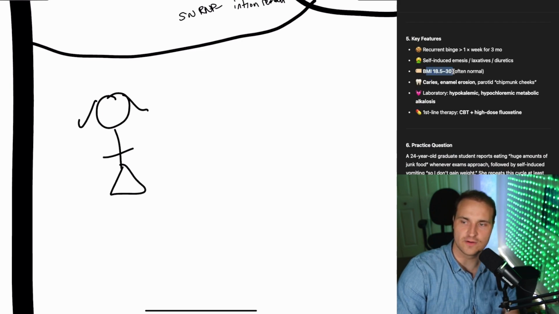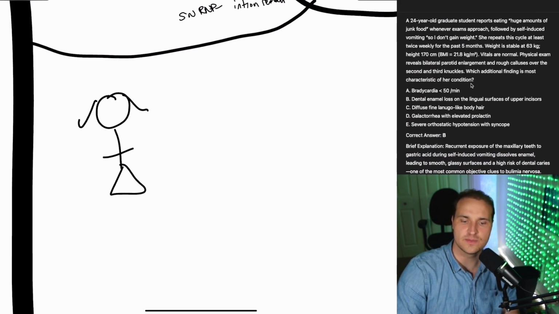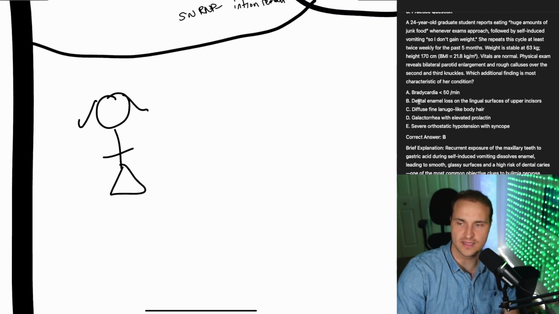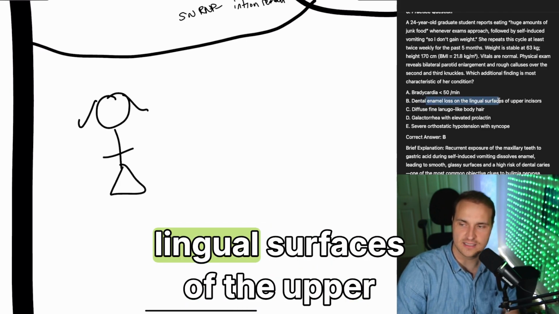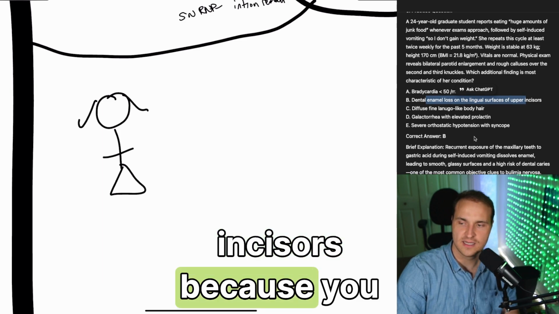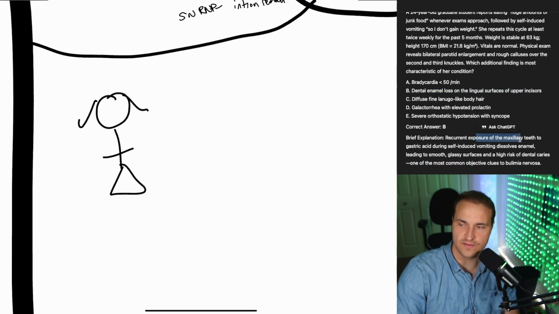One thing to look out for is the BMI is like the 18 to 30, so it's kind of normal in this condition. Here's a practice question if you guys want to just pause it, but the answer here is going to be dental enamel loss in the lingual surfaces of the upper incisors because you have that recurrent exposure of the maxillary teeth to gastric acid because of that self-induced activity that dissolves the enamel, causing smooth and glossy surfaces and high risk of dental caries.